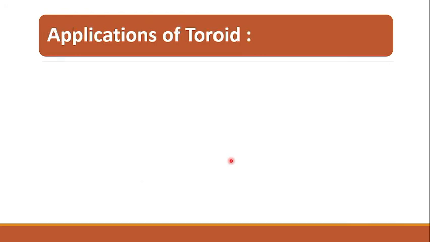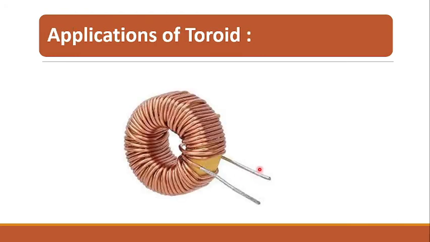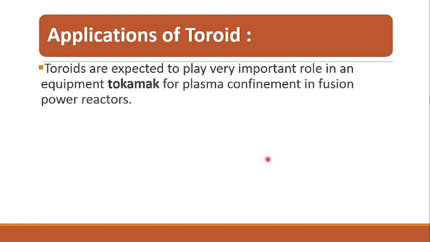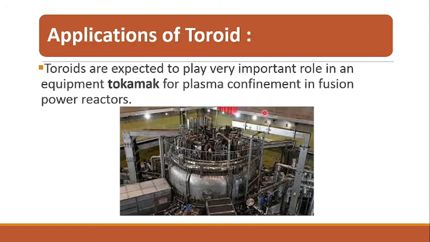Let us see the applications of toroid. For most practical purposes, they can be used for windings in air or on a core of non-magnetic, non-superconducting material. Toroids are found in thermonuclear fusion research to maintain constant control of nuclear reactions. Toroids are expected to play a very important role in the tokamak for plasma confinement in fusion power reactors. This device is called a tokamak, which is used in nuclear fusion power reactors. These are some of the applications of toroids.